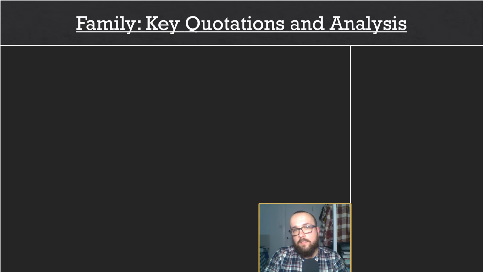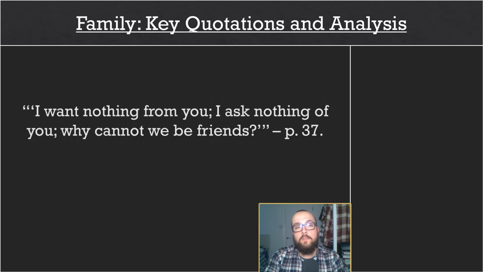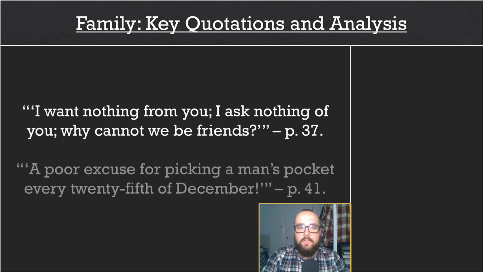Next up, I want to consider 2 instances of dialogue, one spoken by Fred to his uncle and one from Scrooge to Bob Cratchit. Both of these examples come from stave 1. Firstly, we see Fred imploring his uncle. "I want nothing from you, I ask nothing of you. Why cannot we be friends?" And then later on, Scrooge asserts to Bob Cratchit that asking for Christmas Day off, and asking for it to be paid no less, is a poor excuse for picking a man's pocket every 25th of December.